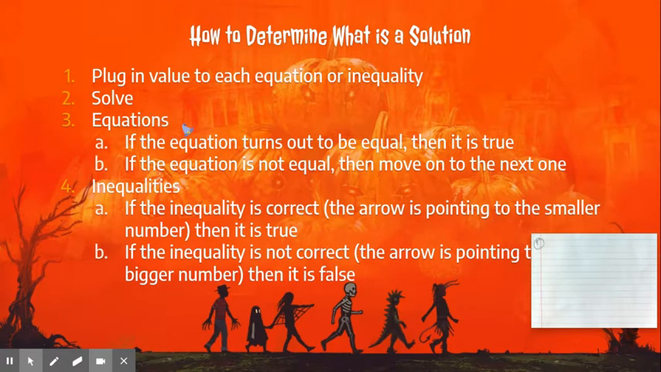And so for equations, if the equation turns out to be equal, like I get 7 equals 7, then it's going to be true. But if it's not equal, like I get 7 equals 10, then we want to move on to the next equation and keep going.